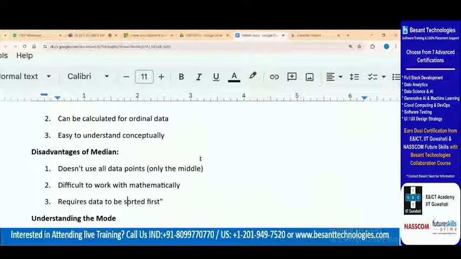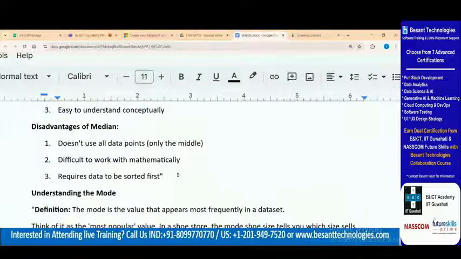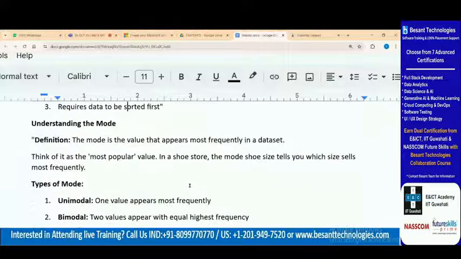When you are preparing for any kind of interview, you can just go through these notes. My notes are in such a way that I can teach, as well as you can prepare for your interview.